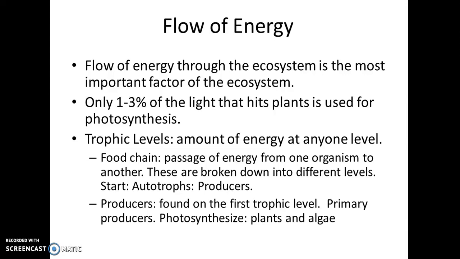Now the bottom level are known as autotrophs, or producers. They're found in the first level. They're primary producers, and these are the organisms that photosynthesize: plants and algae.